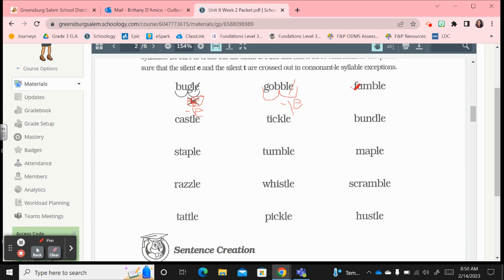Okay, here we have fumble. If you fumble a ball, you drop it. This syllable is your consonant LE, and you cross off the silent E.